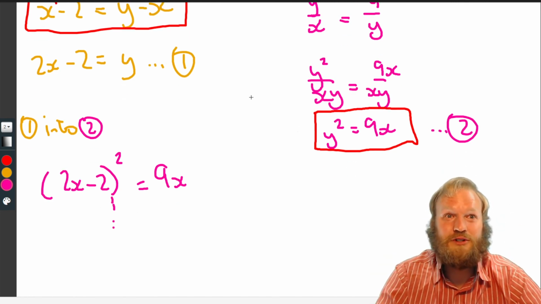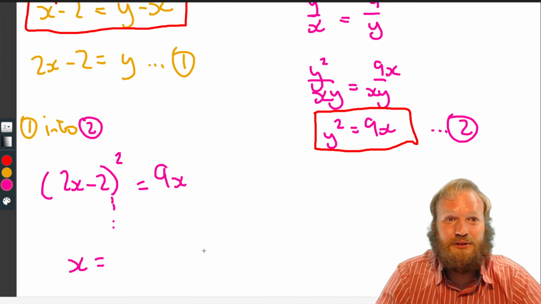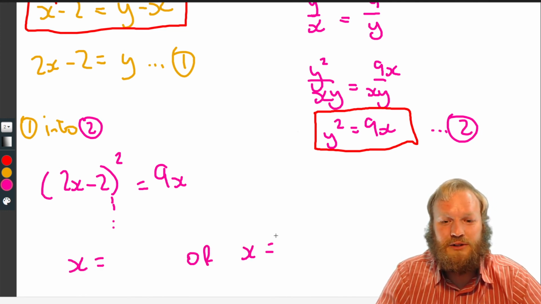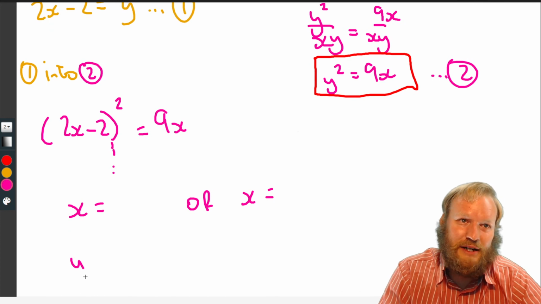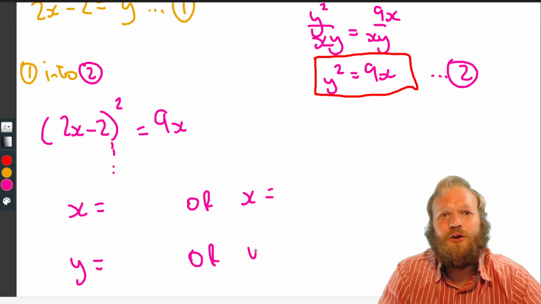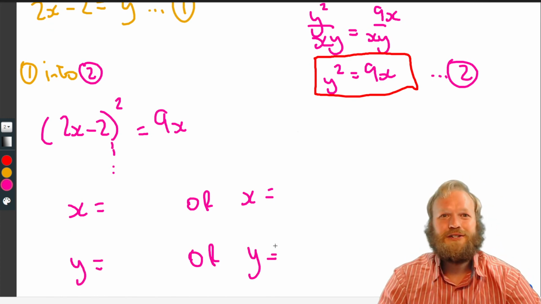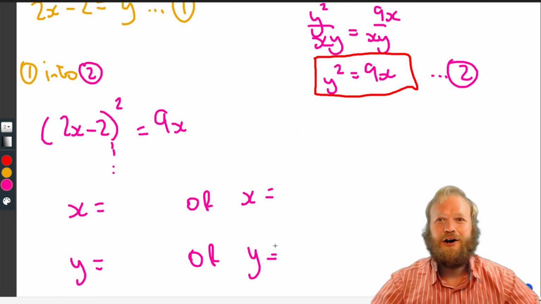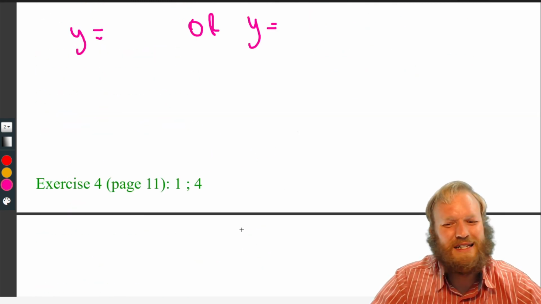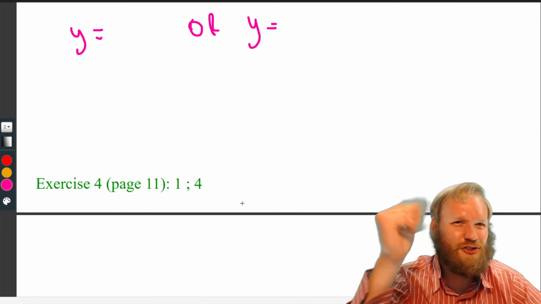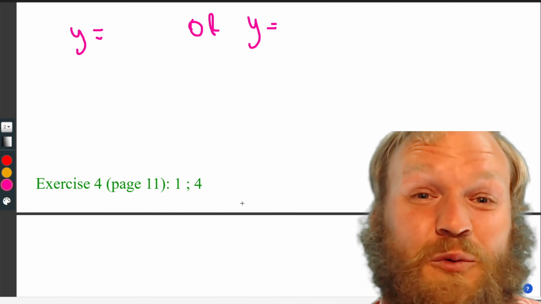The heart of this was setting up the simultaneous. X equals something, or x equals something else. And then you're going to sub back and you get y equals something, or y equals something else. So there we are. Is that it? Ooh, nice exercise to do. Exercise 4, 2 questions. Feel free to do more. That was that.